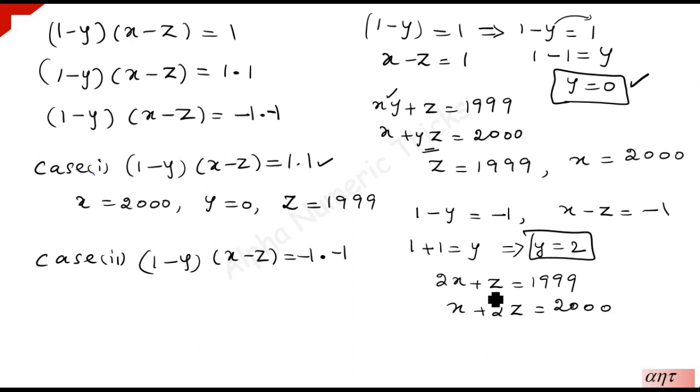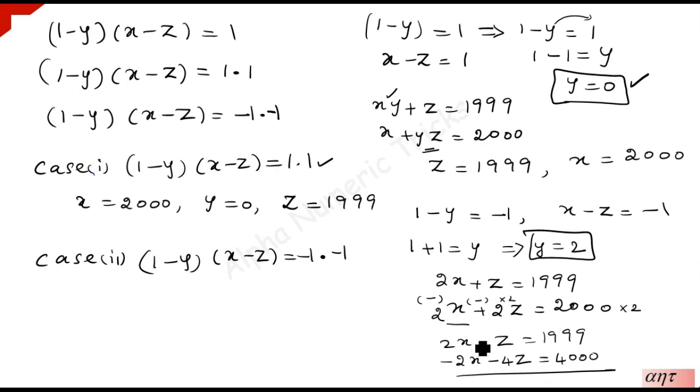So here you just multiply this by x. When you multiply this by x, this becomes 2x, and here 2 times 2 is 4. So here we subtract these two terms. Here also you have to multiply this by 2. So this equation becomes 2x plus z is equal to 1999, and here you have minus 2x minus 4z is equal to 4000.